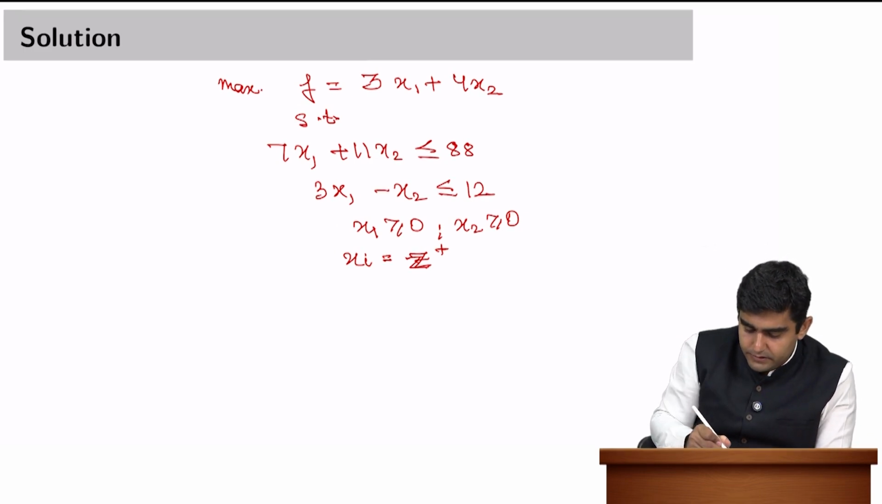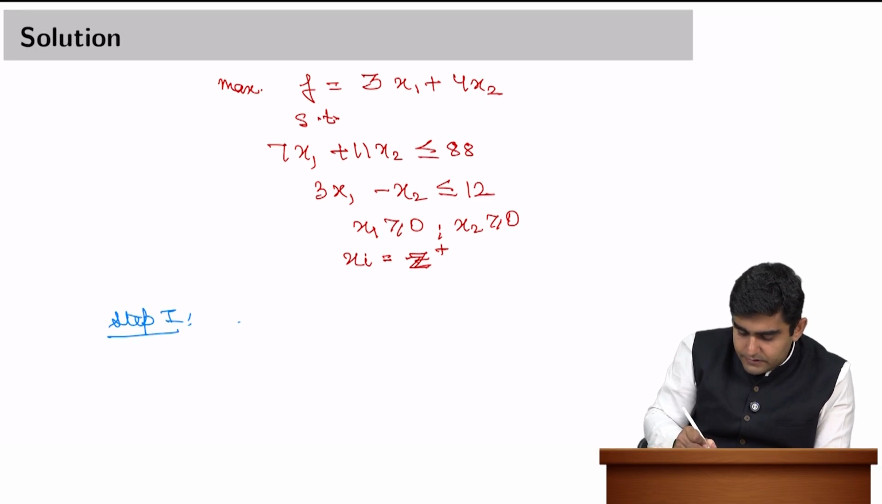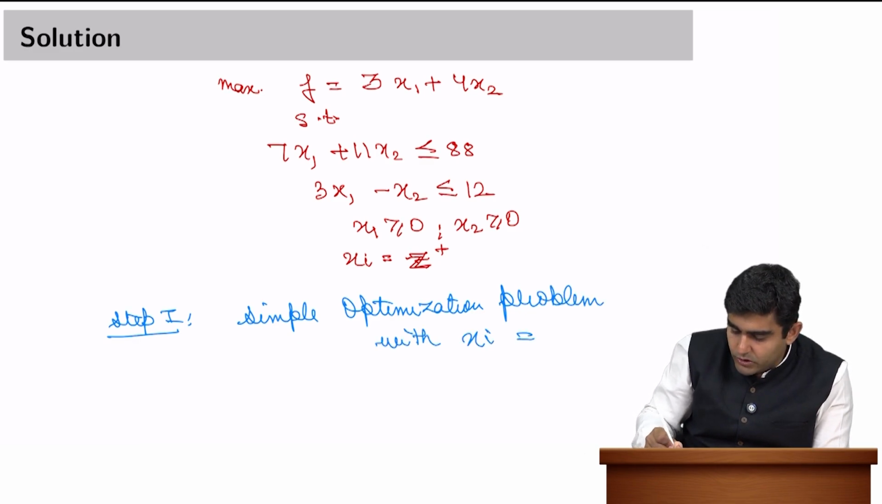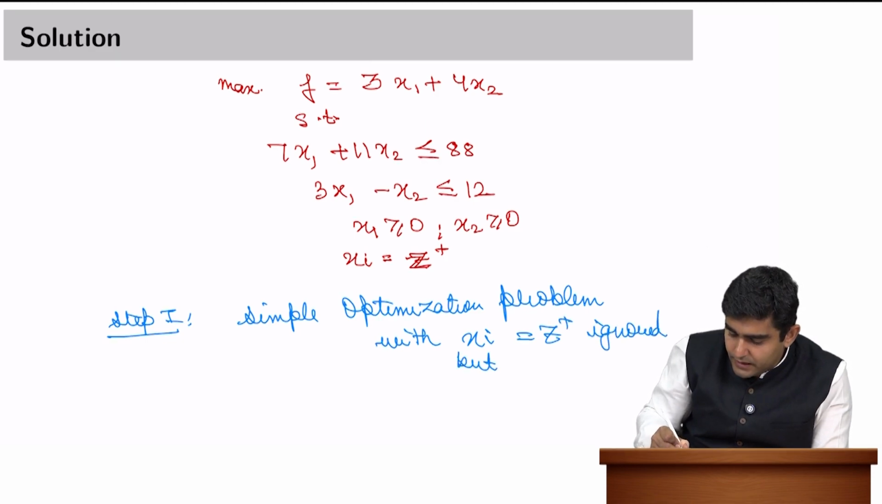Step 1 would be to treat it as a simple optimization problem with xi belonging to z ignored, but xi greater than equal to 0 followed.